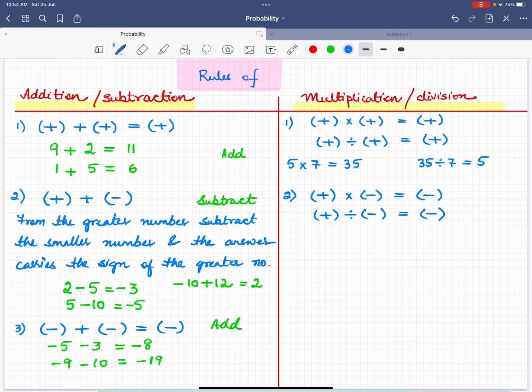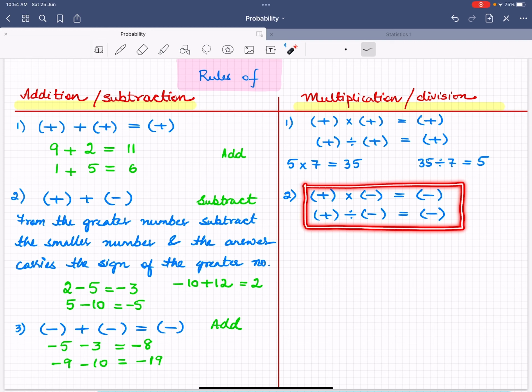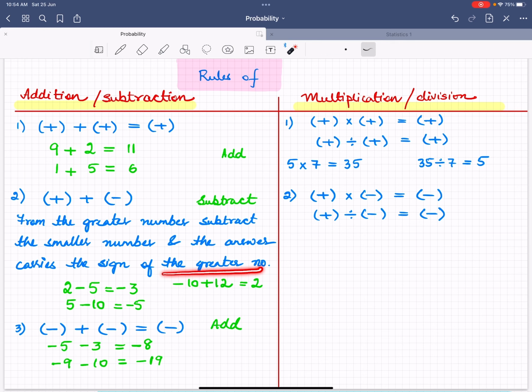Very often the students get confused between the rule for multiplication division and the rule for addition subtraction. Always remember, in addition subtraction, the answer carries the sign of the greater number. So it is uncertain what is the sign of the answer unless we check the sign of the greater number. But in case of multiplication and division, the second rule, when we multiply a positive number with a negative number, the answer always has to be negative.